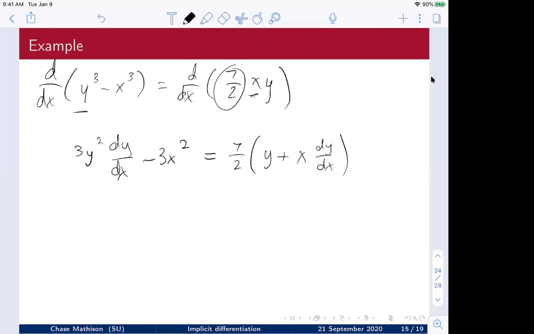By the way, if you want to write y prime for dy/dx, it's less writing. I just like dy/dx because it's a little more clear to me. But if you want to write y prime, that's also fine.